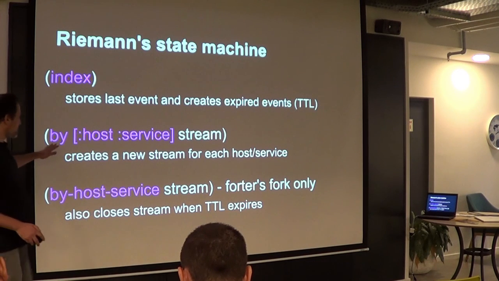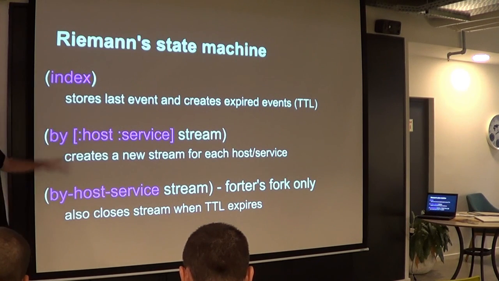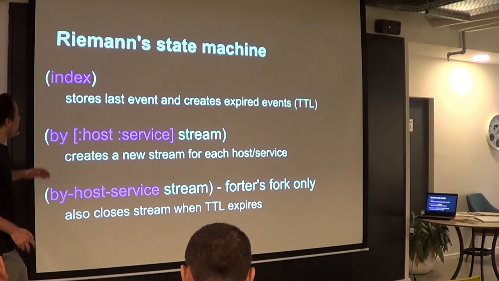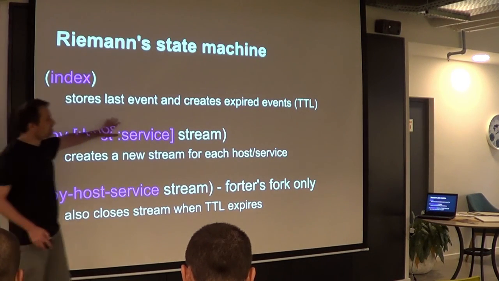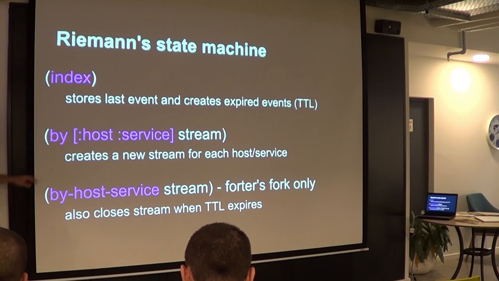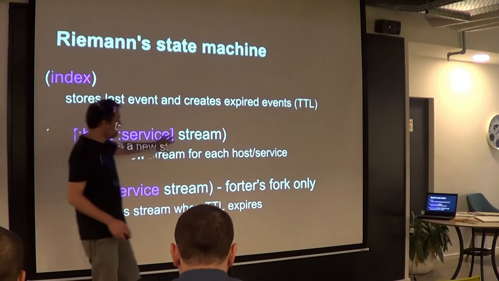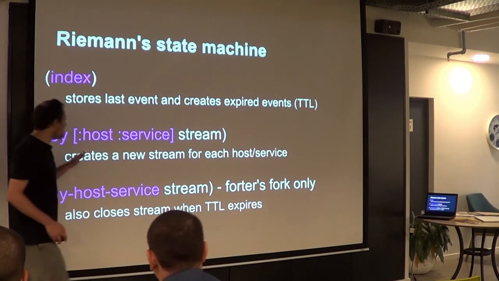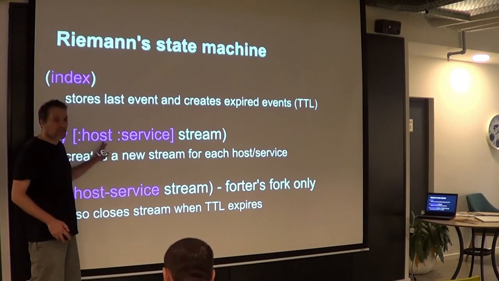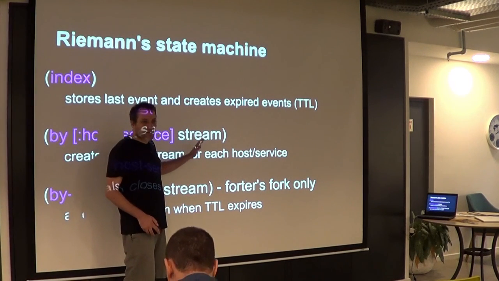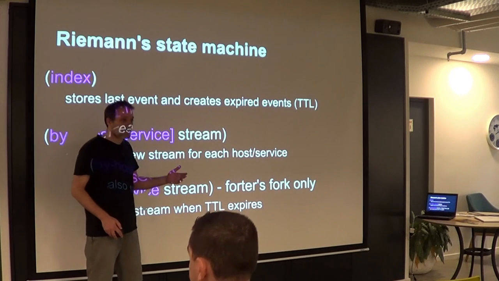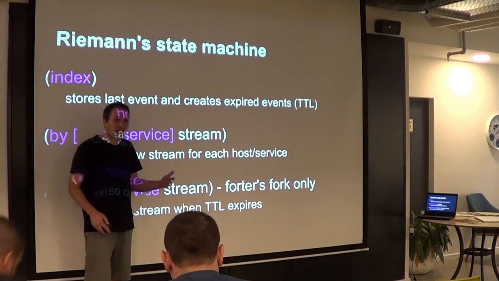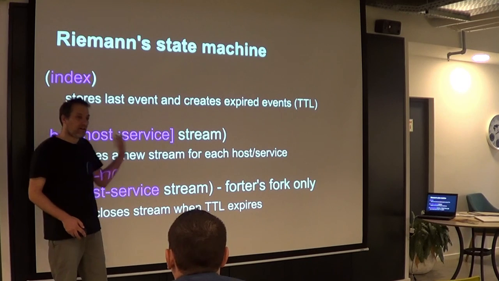I promised you that I would explain how by works, and once you understand that, you will understand the tricks we had to do to adapt Riemann to this new use case. So we talked about the index. It stores the last event and creates expired events. The by function basically receives the stream and, each time it sees a different combination of host and service, it creates a new stream. Think of it like JVM objects: it creates new objects, and if it is an existing host and service and this object has already been created, it just passes the events to that object.